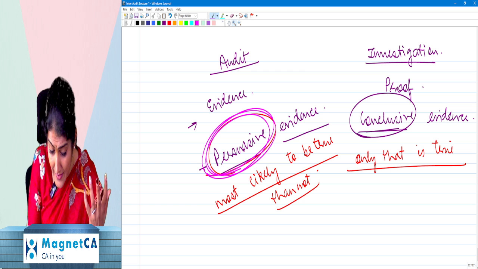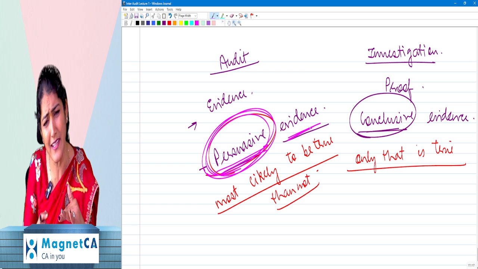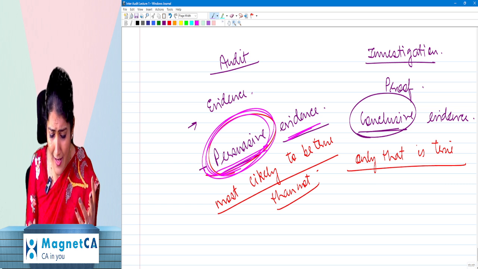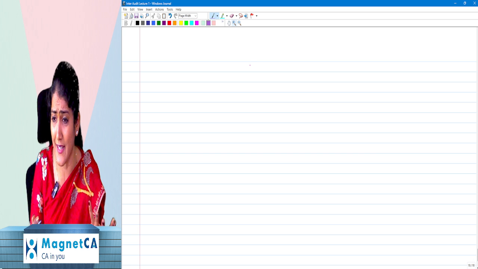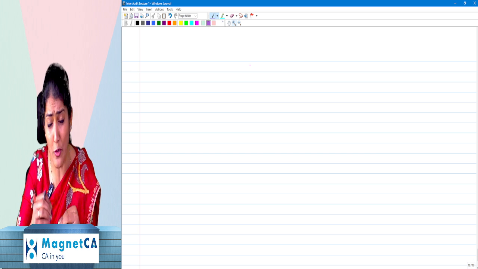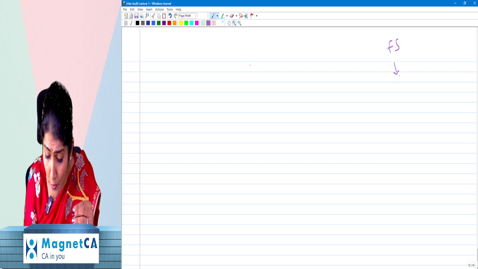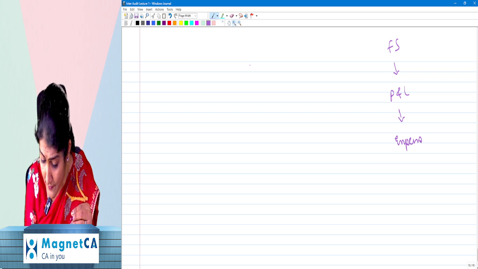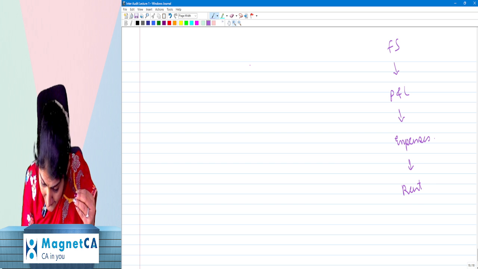So in an audit, the evidence which you get is persuasive, wherein you get convinced, but you are not 100% sure this is right. For example, when I do an audit of the financial statements, I also do the audit of the profit and loss account. In the profit and loss account, I will do the audit of the various expenses. In that, there is one expense which is the rent.